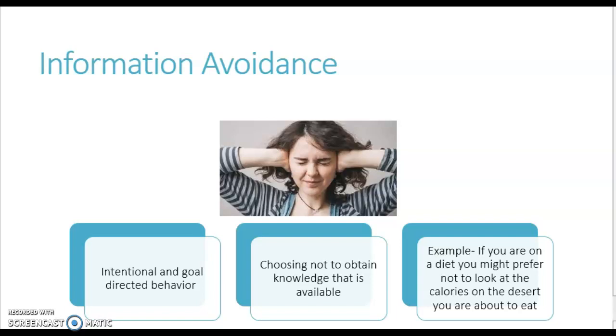Information avoidance is the intentional act and goal-directed behavior. This is choosing not to obtain knowledge that is openly available. An example could be if you're on a diet, you might prefer not to look at the calories on the dessert you're about to eat.